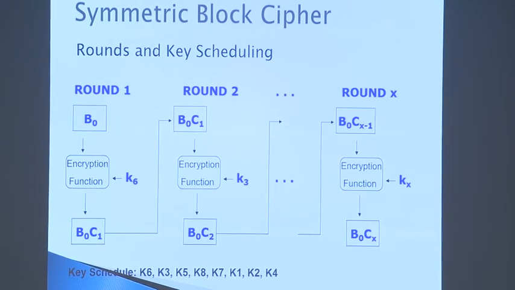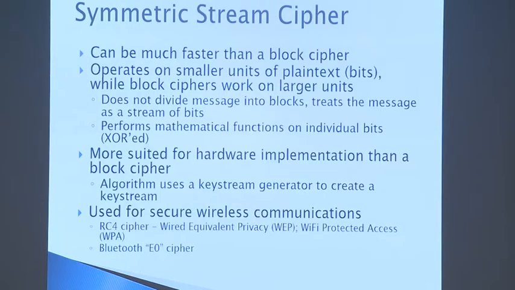How do I decrypt this? I use the keys in the reverse order. That's all it takes. So we're encrypting it one way, we decrypt it going back the other way. So this would be the things that I need to know to make this work.